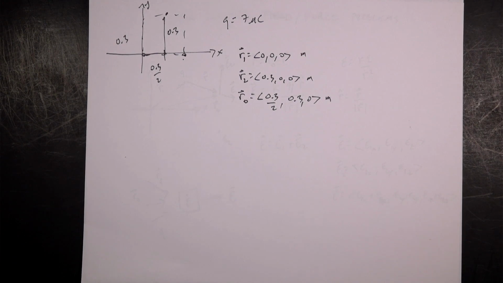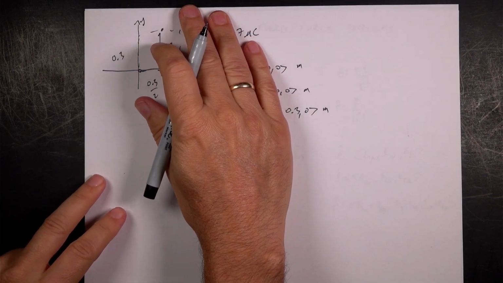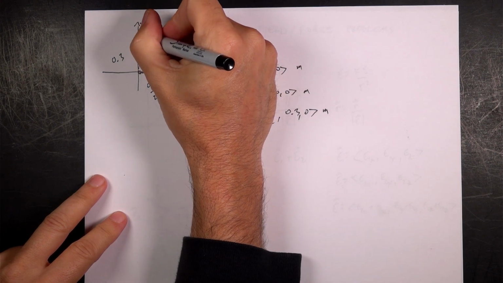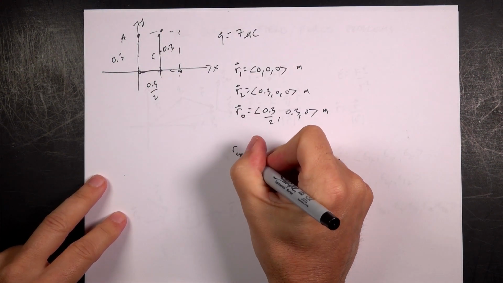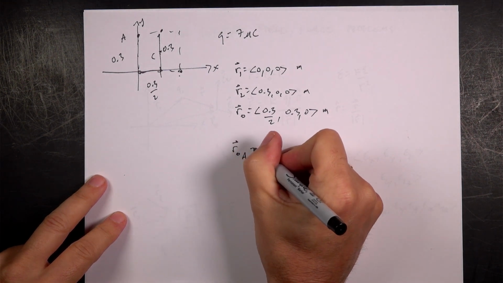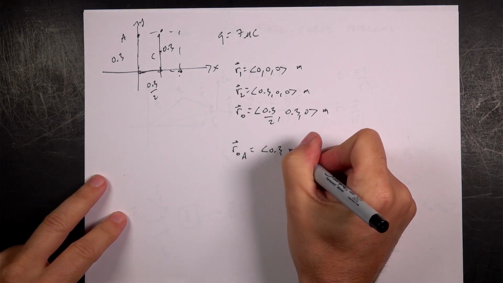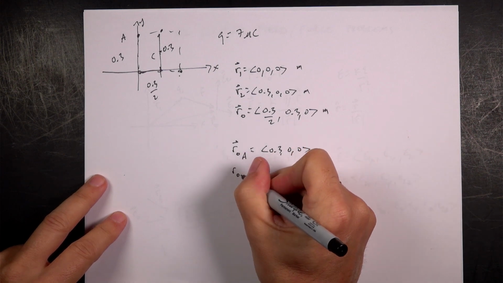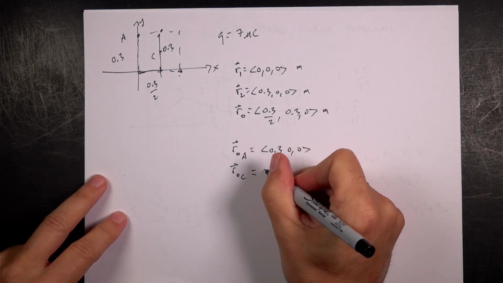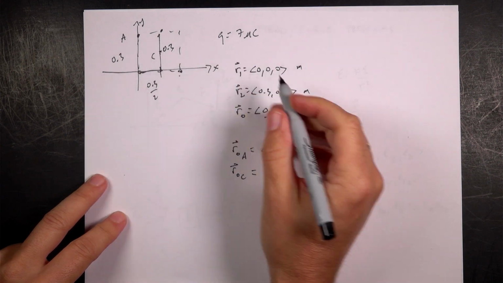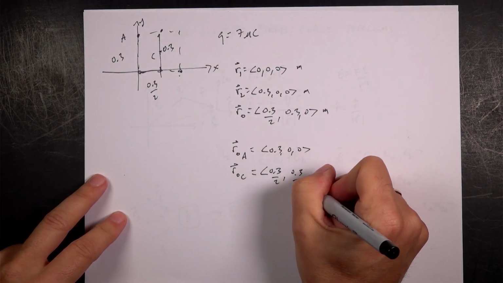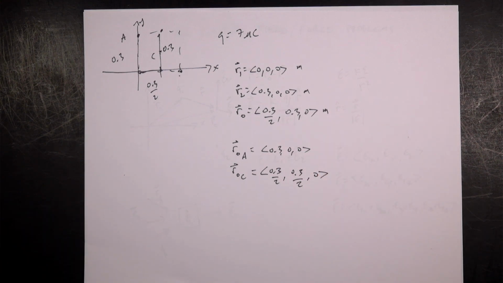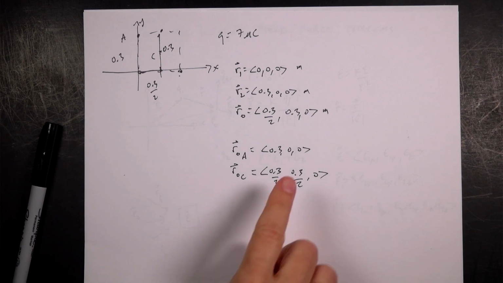Okay, so over here, looking at our diagram, this is A, and this is C. So ROA is going to be the vector 0.3, 0, 0. ROC is going to be, now I'm going to go halfway over, halfway up. So it's going to be 0.3 over 2, 0.3 over 2, 0. Those are kind of not even worth doing, to tell you the truth, because it's so easy.